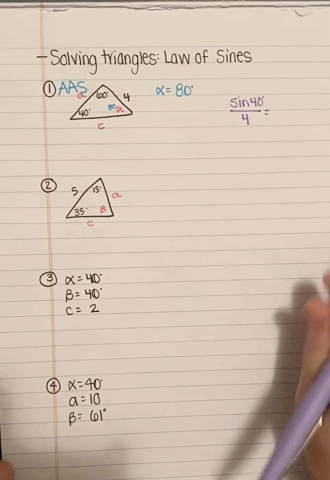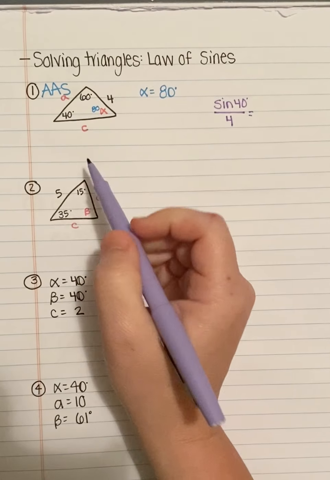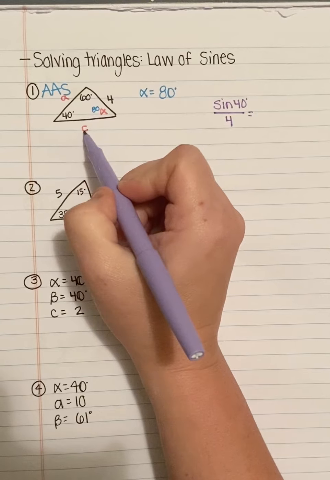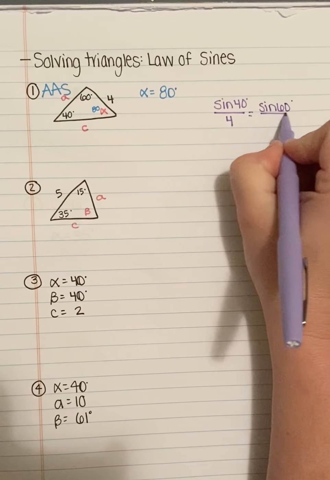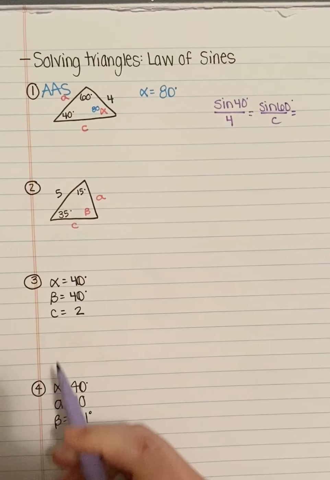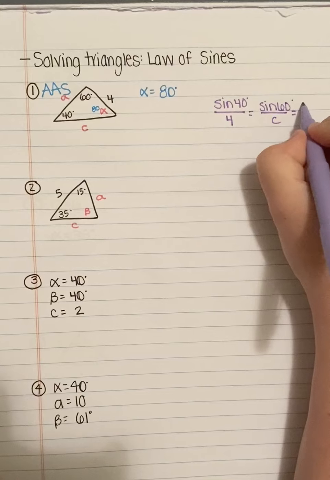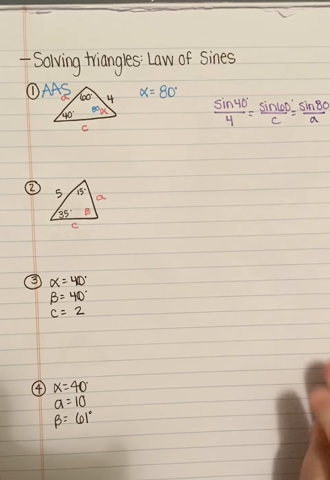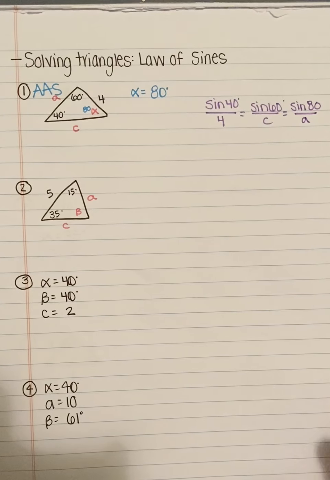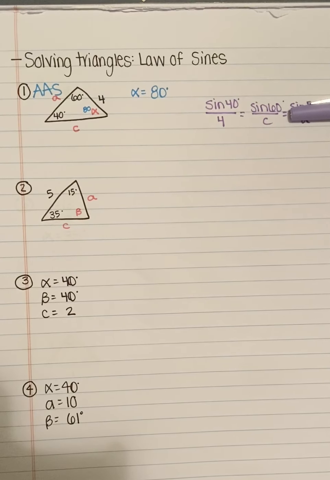All right, equals, I'm looking for my next proportion. My next proportion is the 60 over c, so this is the sine of 60 over c. My last proportion is this 80 that I found, so the sine of 80 over a. Now, there are two things that I need to solve for: I have to solve for a and I have to solve for c. So I'm going to cover this one up first in order to solve for c first.